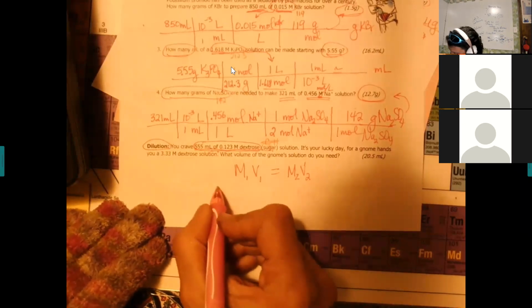So these are technically our final, what I want. It doesn't matter if you put these as the 1 or 2, but the molarity is 0.123 molar. And my volume is 555 milliliters. The original molarity that the gnome hands me is 3.33 molar, and I want to figure out the volume. So this is my unknown. This is my question mark. So it's just my volume. So it's algebra. We just rearrange. Divide by the 3.33.